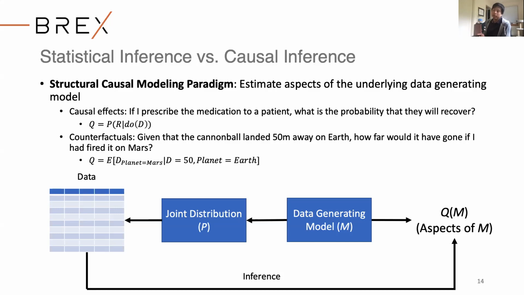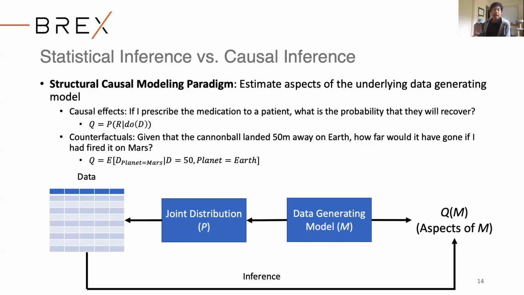That was the example of, given that the cannonball landed 50 meters away on Earth, how far would it have gone if I had fired it on Mars? Based on the fact that it landed 50 meters away, I can get a sense of what angle it was launched at and the velocity, and then I can apply that on Mars and get an expected value of how far that cannonball would have landed on Mars rather than Earth. This is another property of the underlying structural equations that I can derive.